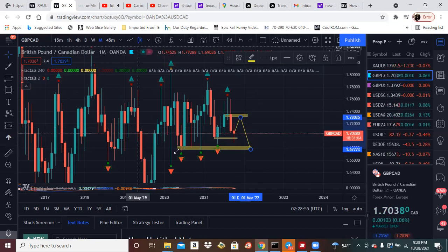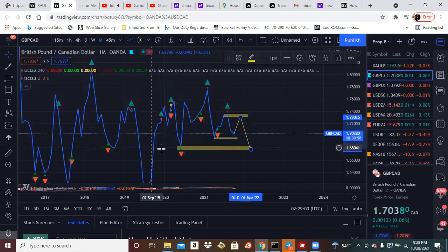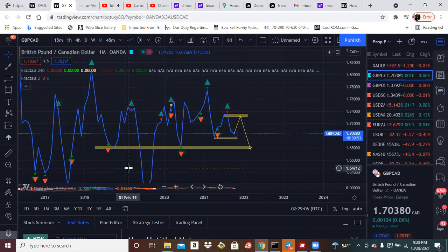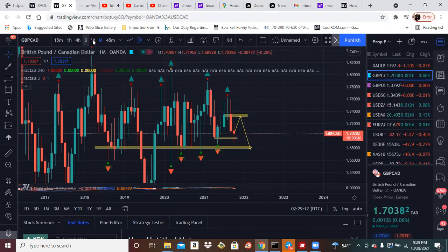You see why I made that a pullback area? It's quite simple. Sharp moves are pullback areas. Sharp moves with fractals and lower lows, you can't get no simpler than this. Simplify trading. But anyway, let's go back to the weekly.